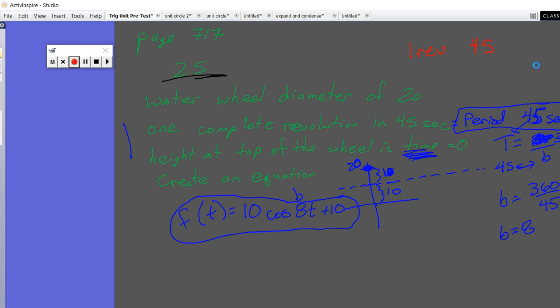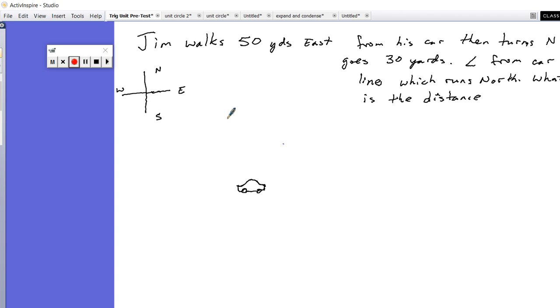All right, last problem on your pretest. It says Jim walks 50 yards east from his car, then turns north and goes 30 yards. So here's his car, north, east, south, west. So he walks 50 yards east. Then turns north, so he goes north and walks 30 yards.